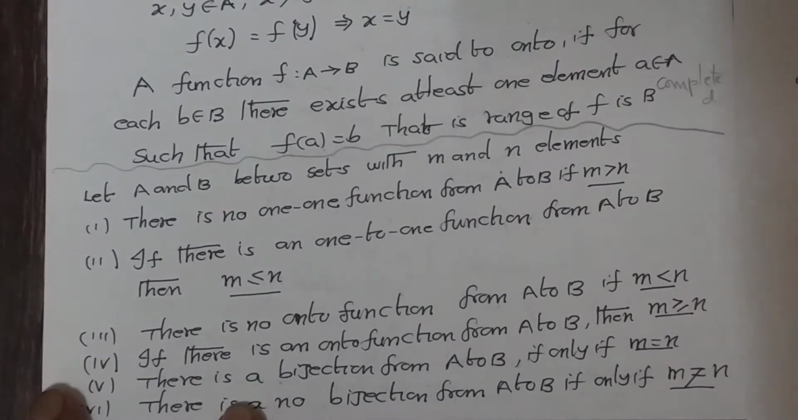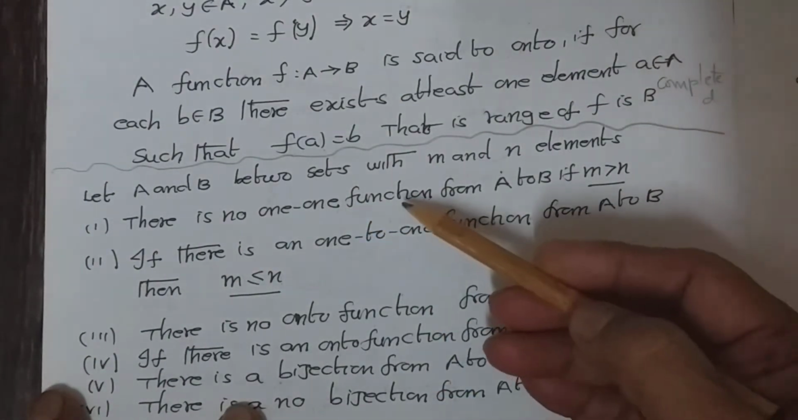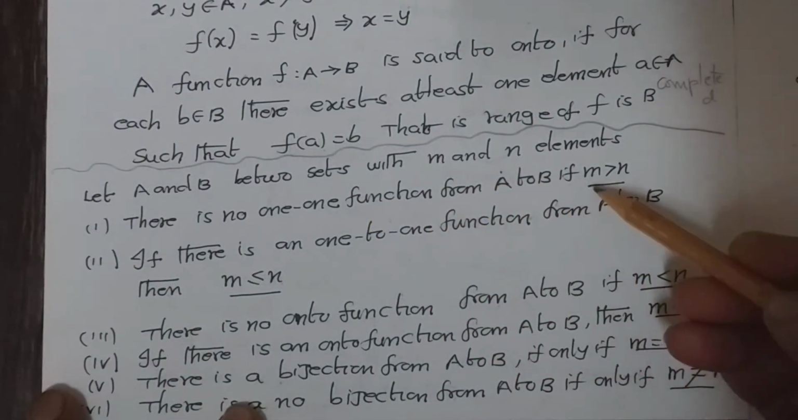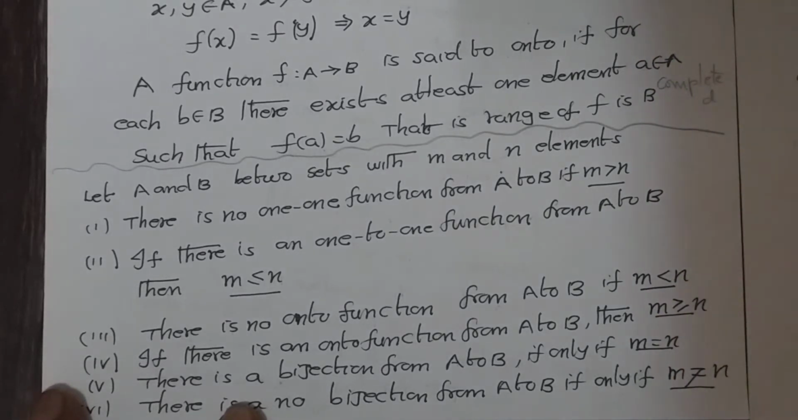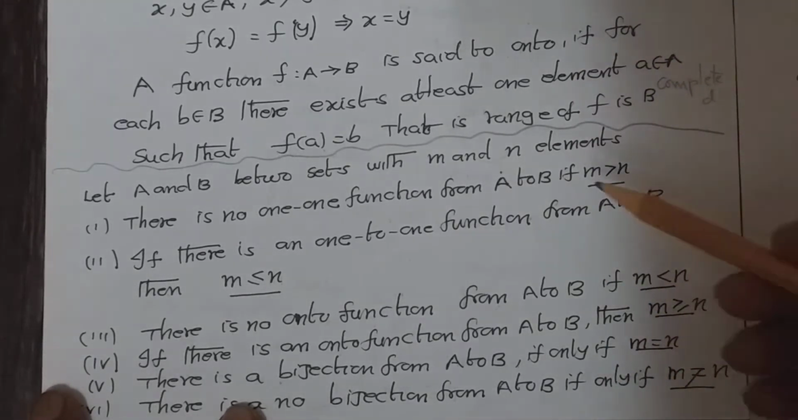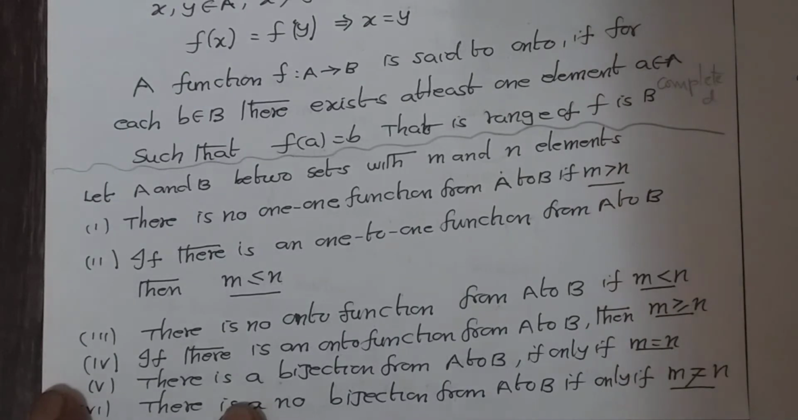Okay, first one, there is no one-to-one function from A to B if M is greater than N. So what is the meaning of this one? If the number of elements in A set is greater than the number of elements in B set, then you cannot frame a one-to-one function. It's not at all possible.